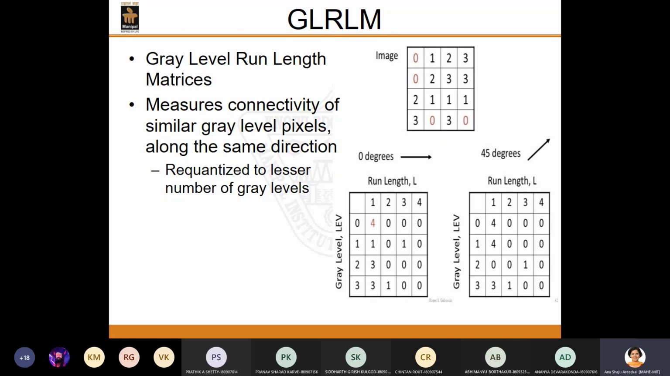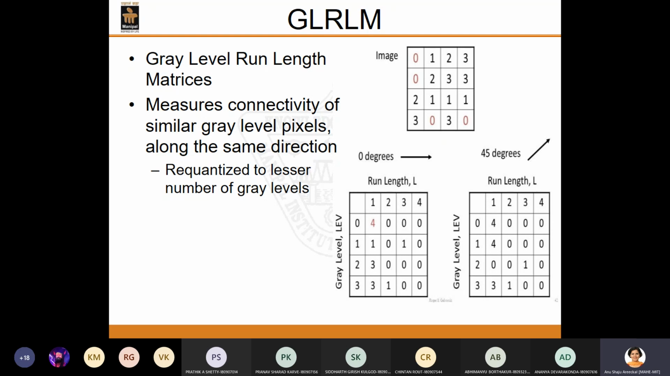Then we'll move on to the next texture extraction method, which is the GLRLM. So GLRLM is also a very popularly used texture method, and it is a very simple method, just like the GLCM. Now, GLRLM stands for gray level run length matrix, or matrices, because you have different matrices for different directions, just like GLCM.